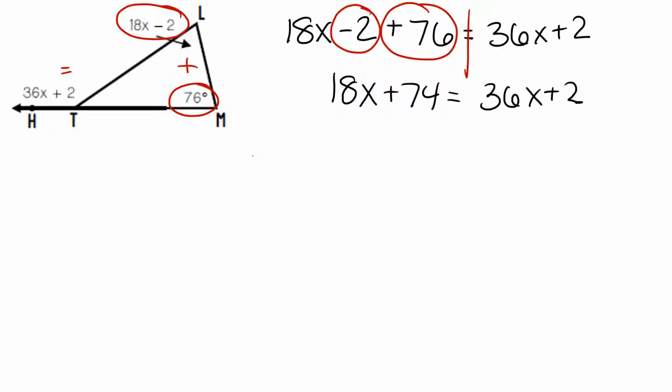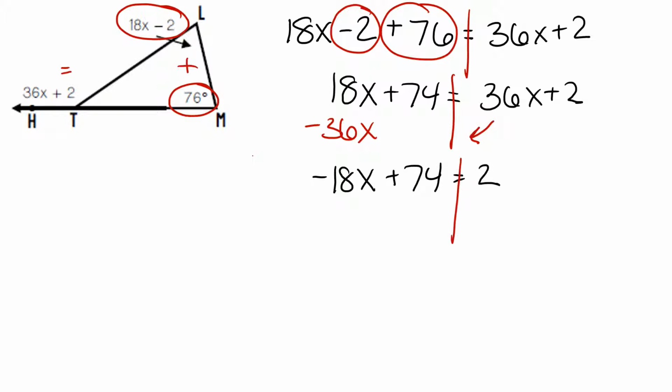Our next pair of like terms, 18x and 36x, are on opposite sides, so we do the opposite operation. Instead of a positive 36x, we do a minus 36x. 18 minus 36 is going to give us a negative 18x.